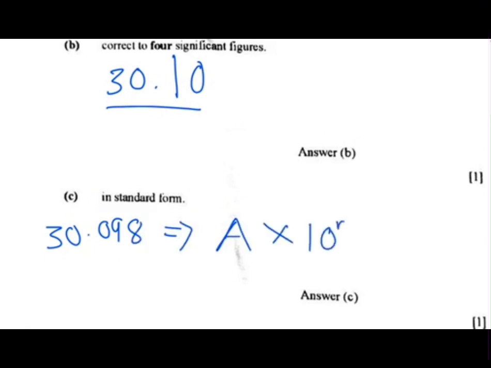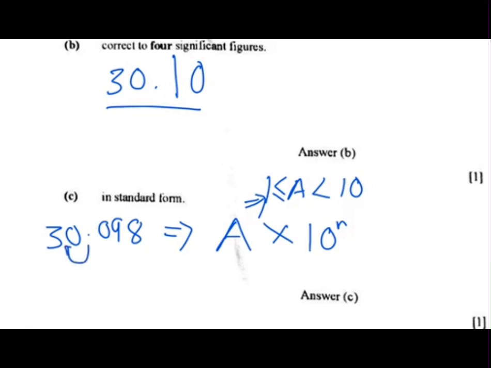Okay, let's move on to the third one, part C. Express that number 30.098 in standard form. So by now you should know that standard form expresses a number in the form a times 10 to the power n, where a is a number between 1 and 10. So a is less than 10, but it is greater than or equal to 1. So a number from 1.0 to 9.9999 fits in that criteria for a, and n is an integer, a whole number. It may be positive, or it may be negative, or it may be 0.